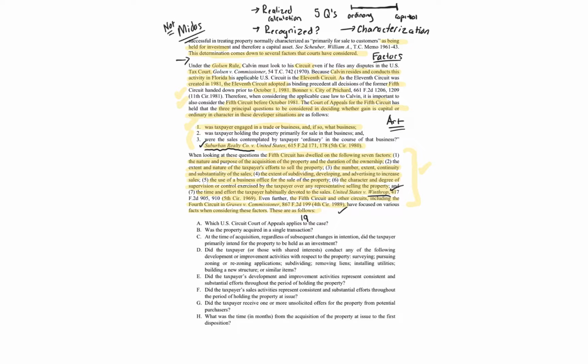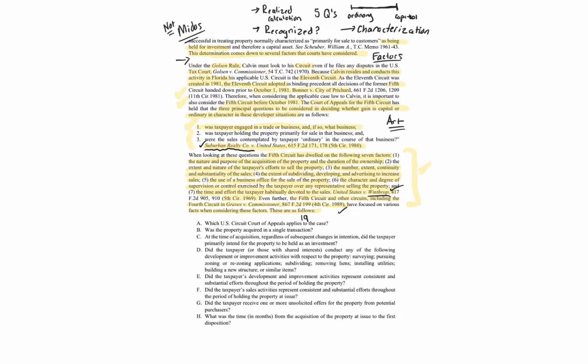C, at the time of acquisition, regardless of subsequent changes in the intention, did the taxpayer primarily intend for the property to be held as investment? Of course, if they primarily held it as an investment, it makes it more like capital. If not, more like ordinary.